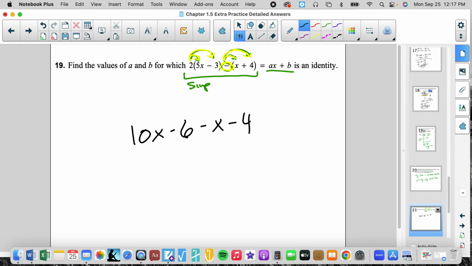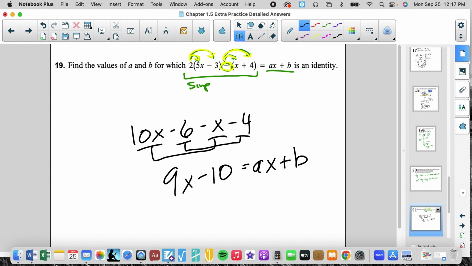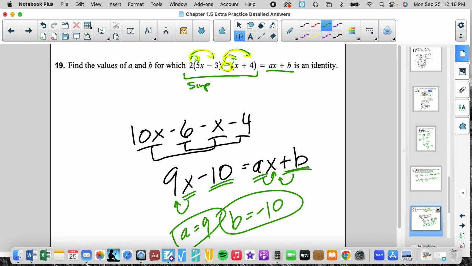We're going to combine like terms. 10x and negative x gives me 9x. Negative 6 and negative 4 is negative 10, equals ax plus b. So a is the coefficient of x. So what's my coefficient of x? 9, so a equals 9, and b is whatever is added to that variable x, so b is going to be -10. Those are the two values for a and b.